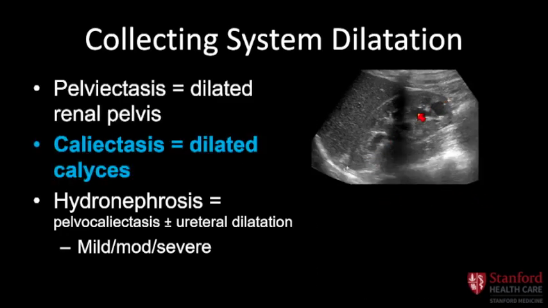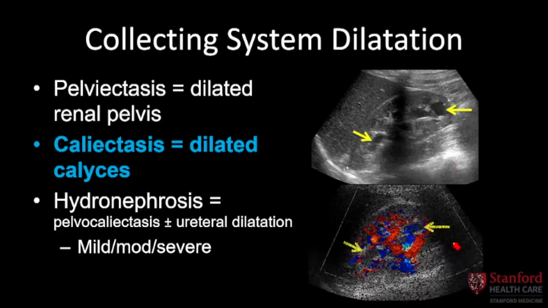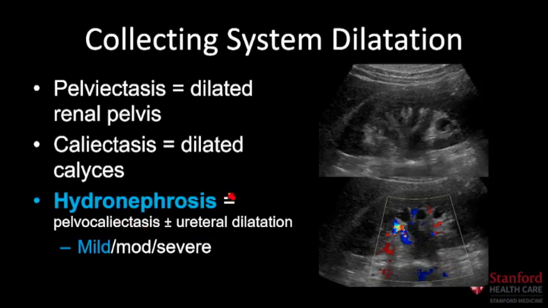Caliectasis is where you have dilated calyces, and again, color Doppler is really helpful in confirming that those are calyces as opposed to prominent pyramids. But once you have dilatation of your renal pelvis as well as your calyces, then we would call that pelvocaliectasis, and most people accept that that is synonymous with hydronephrosis. That may or may not be accompanied with ureteral dilatation, and hydronephrosis can be obstructive hydronephrosis or non-obstructive hydronephrosis. So hydronephrosis is just a state of dilatation. It doesn't imply the reason for that dilatation.